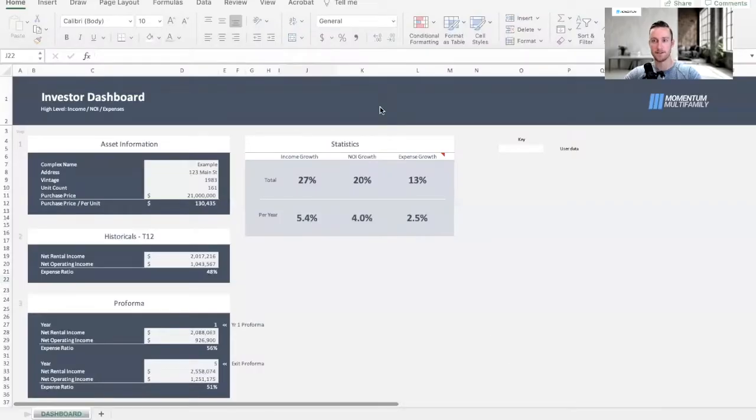I just wanted to do a quick tutorial video today about how to analyze, at a high level, income, NOI, and expenses on a multifamily investment opportunity. So I'm going to jump right in here. I'm going to share my screen so that you guys can see.